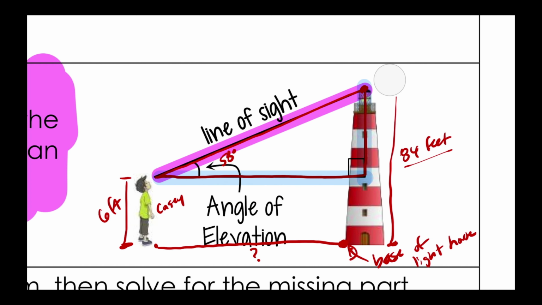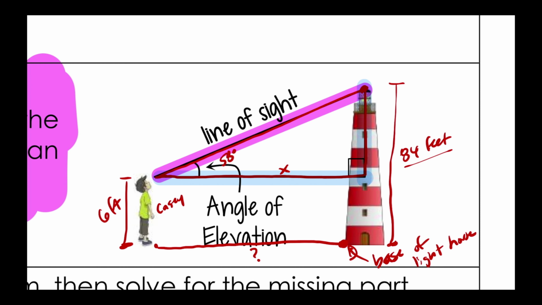It's not 84 because 84 goes from here all the way to the ground. So how do we know what this is right here? We know the whole thing is 84, but how do we know what this is right here of the triangle? Because I want to know this. I want to know how far he is from here to here. So guess what? That's going to be my X right here. That side's my X.